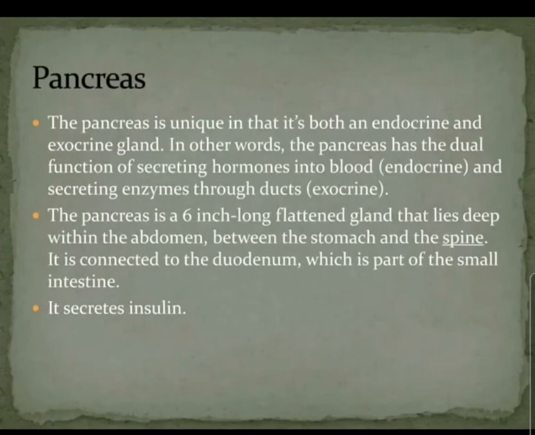The pancreas is unique in that it is both an endocrine and exocrine gland. In other words, the pancreas has the dual function of secreting hormones into the blood, endocrine, and secreting enzymes through a duct, exocrine. The pancreas is a 6-inch long flattened gland that lies deep within the abdomen between the stomach and the spine. It is connected to the duodenum, which is a part of the small intestine. It secretes insulin.